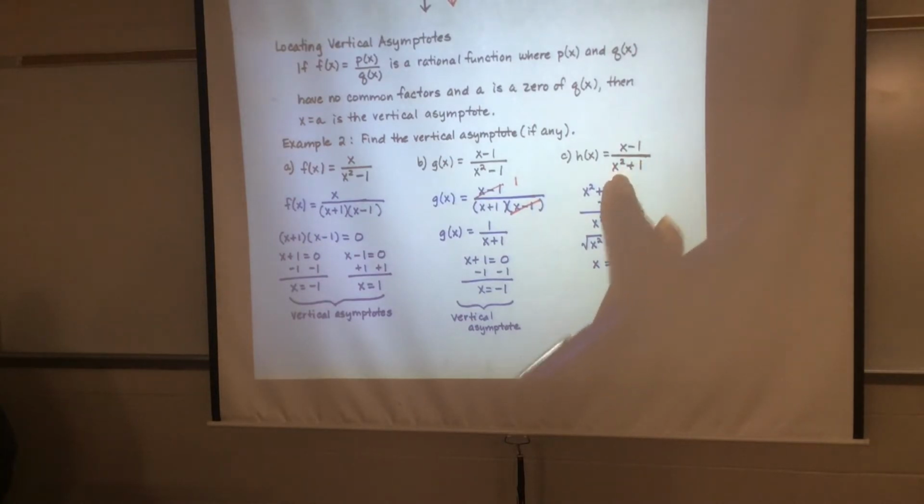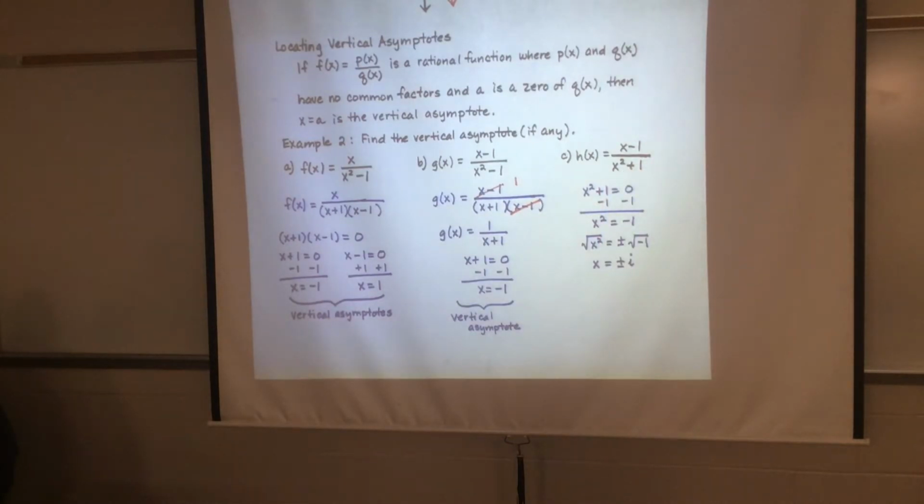And if you look at this, if I square this and add 1 to it, I'm never going to get 0 in the denominator. The denominator will never be 0 because of the square, and I'm adding 1 to it. So this rational function will have no vertical asymptotes. Okay. So that's how we locate vertical asymptotes for rational functions here.